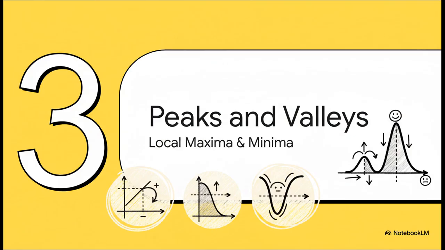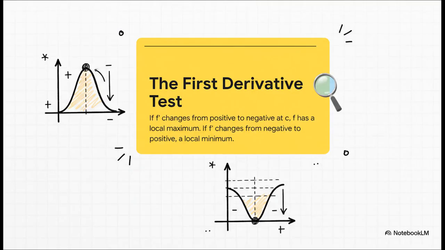Now let's put them together to find the most interesting features on any graph, its peaks and its valleys, which mathematicians like to call local maxima and minima. This right here is the first derivative test. It's a really powerful way to figure out what's going on at those critical numbers we found earlier.